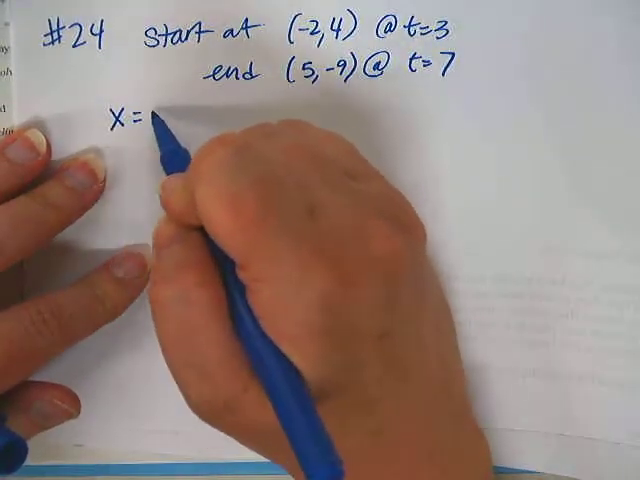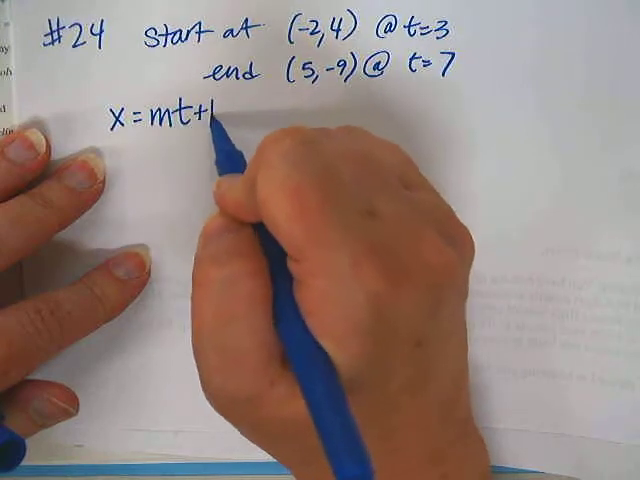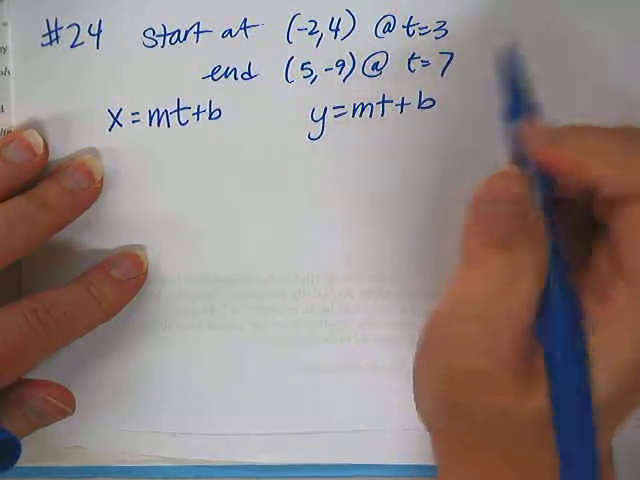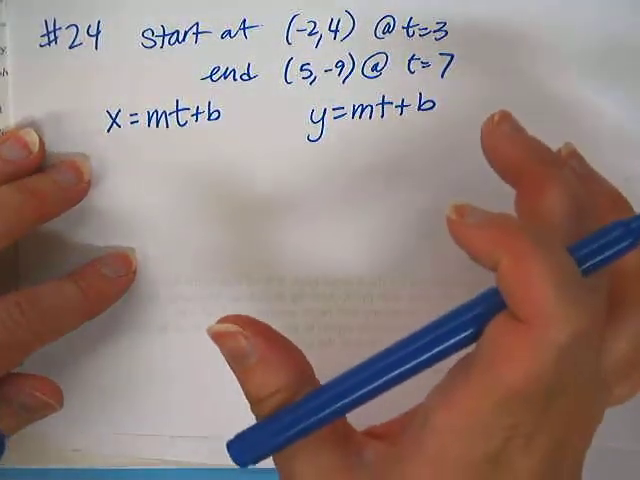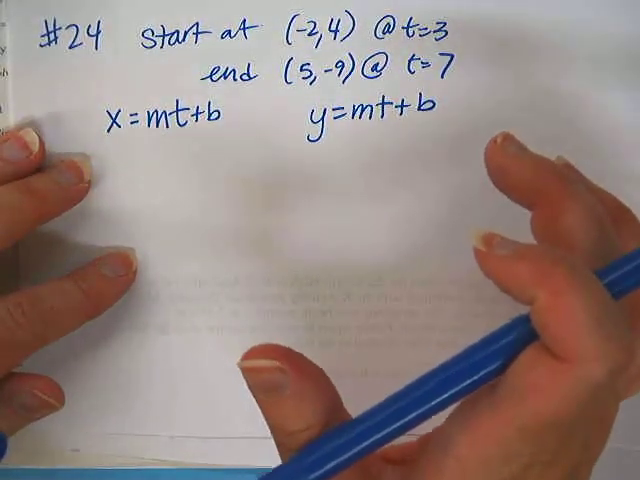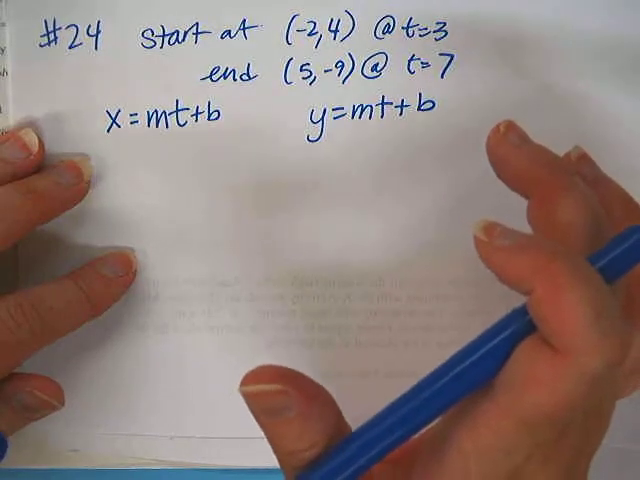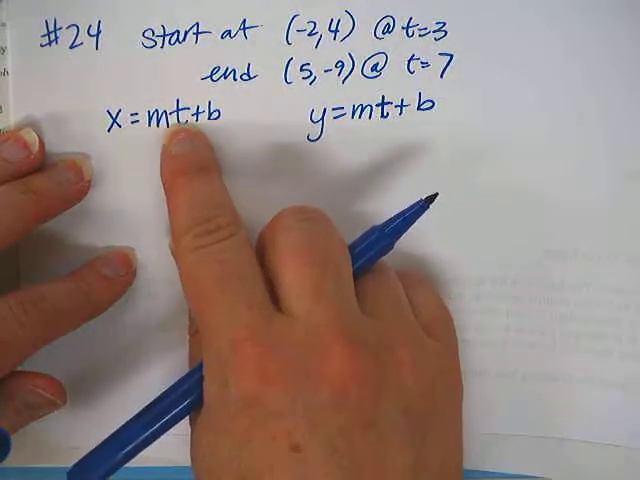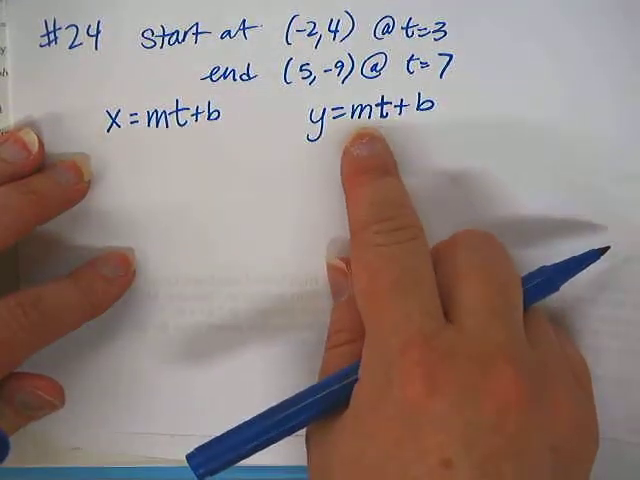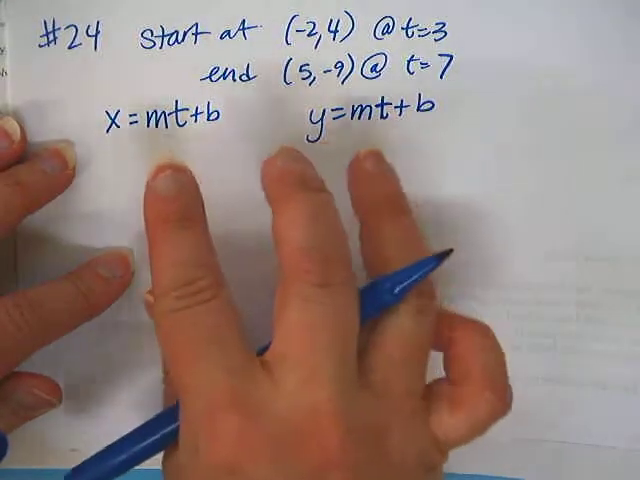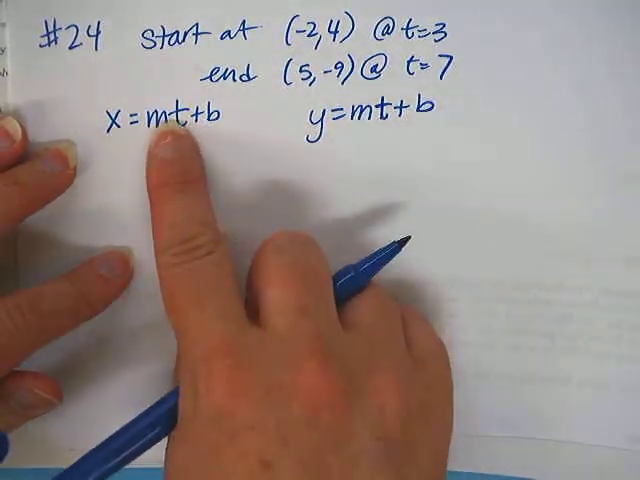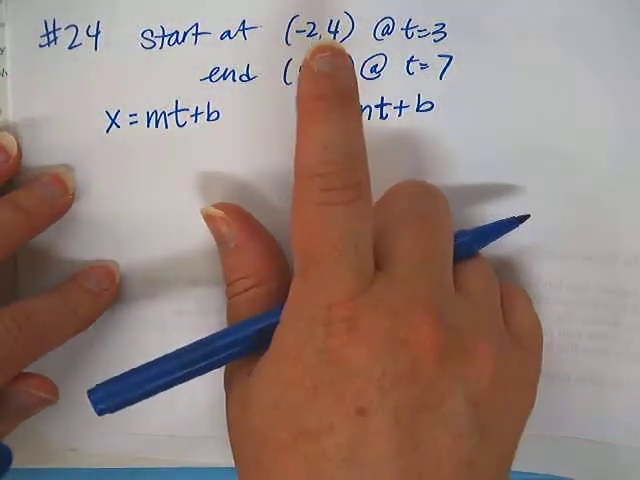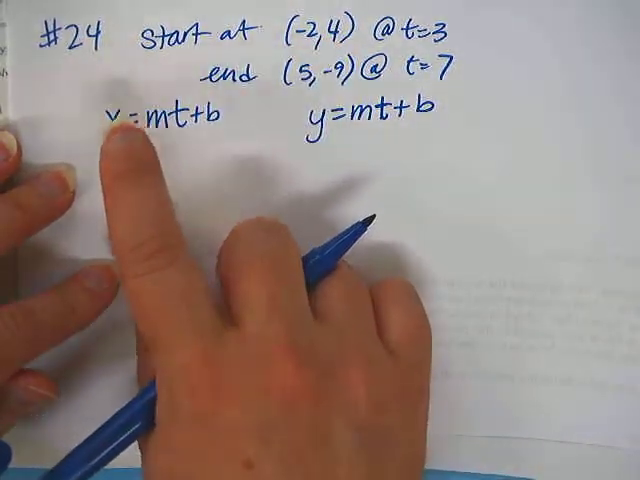Alright, so basically we're doing two equations. x equals mt plus b, and y equals mt plus b, and they are just two completely separate equations following the slope-intercept form. Instead of plugging in x, we're plugging in t. In this one, we plug in t, we get out x, we plug in t, we get out y. So two separate equations for the horizontal position and the vertical position of the object.